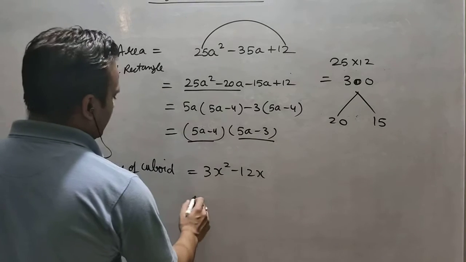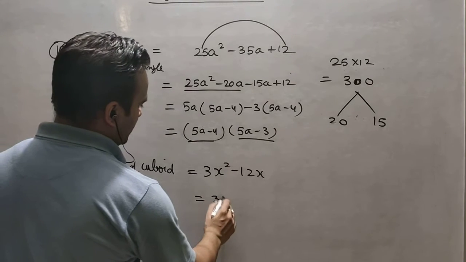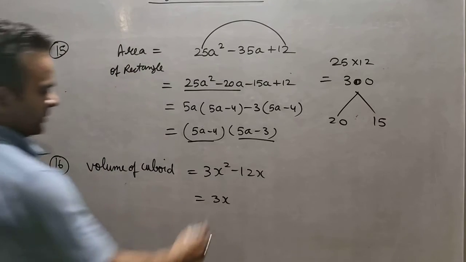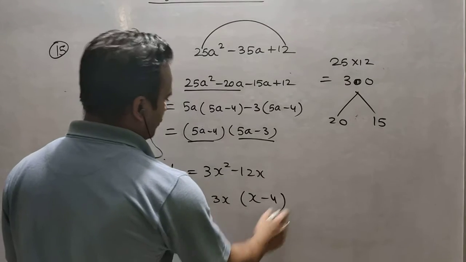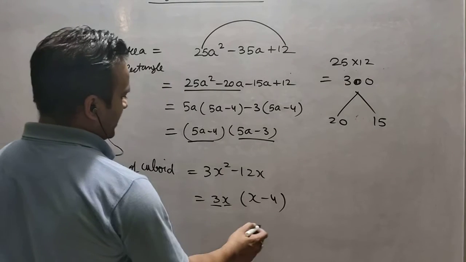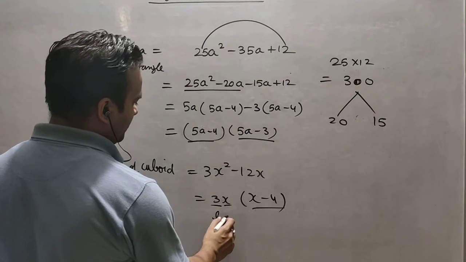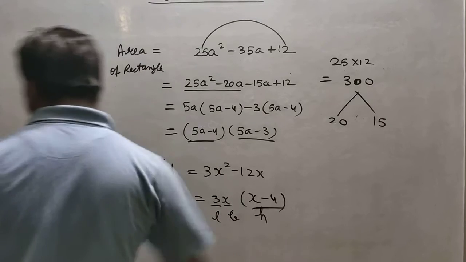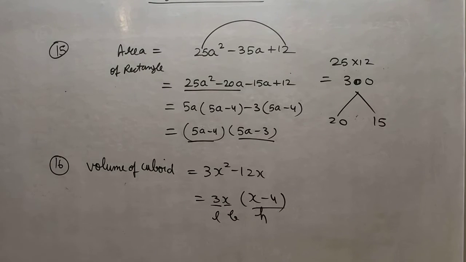So first of all we will try to find the factors. What is common in this one? 3x into x minus 4. Now you can see there are 3 factors we are getting. One is a constant, one is x, and one is this one. So these will represent length, breadth and height. I hope this one is clear to you. These sums are very easy. Suppose I am taking this last one also, volume.